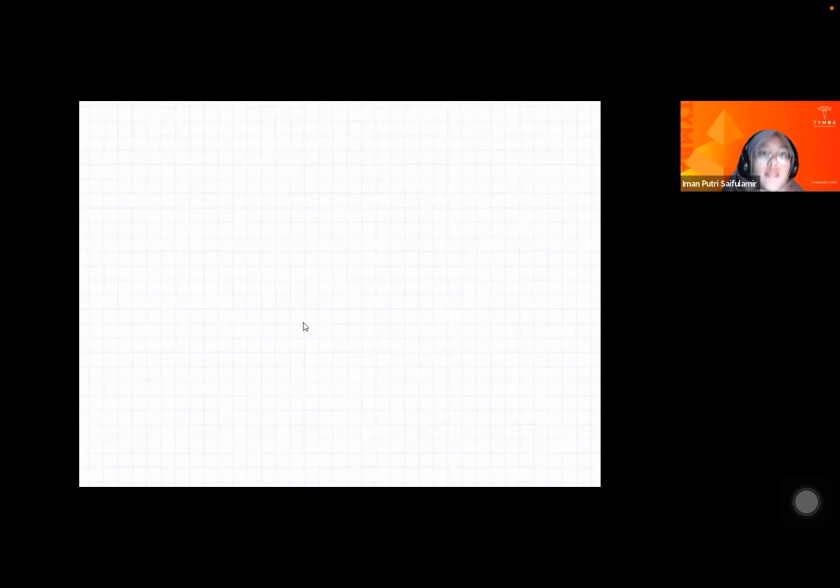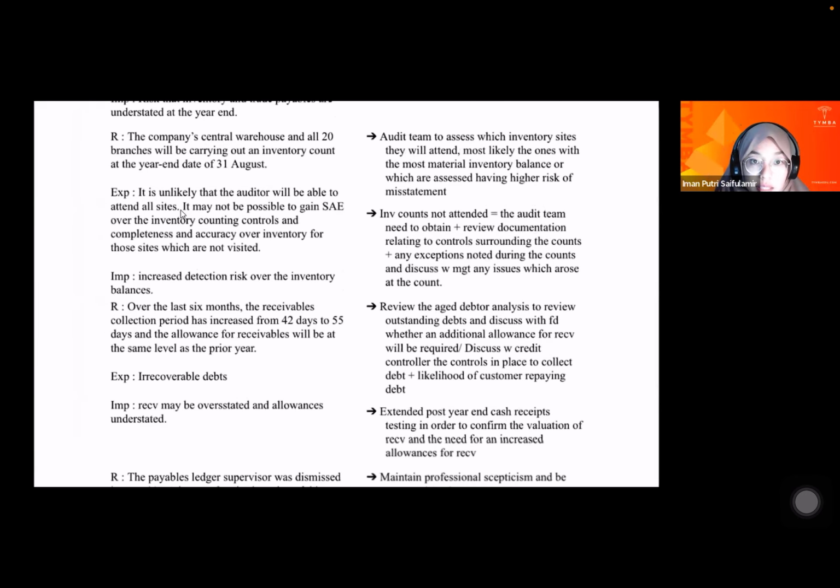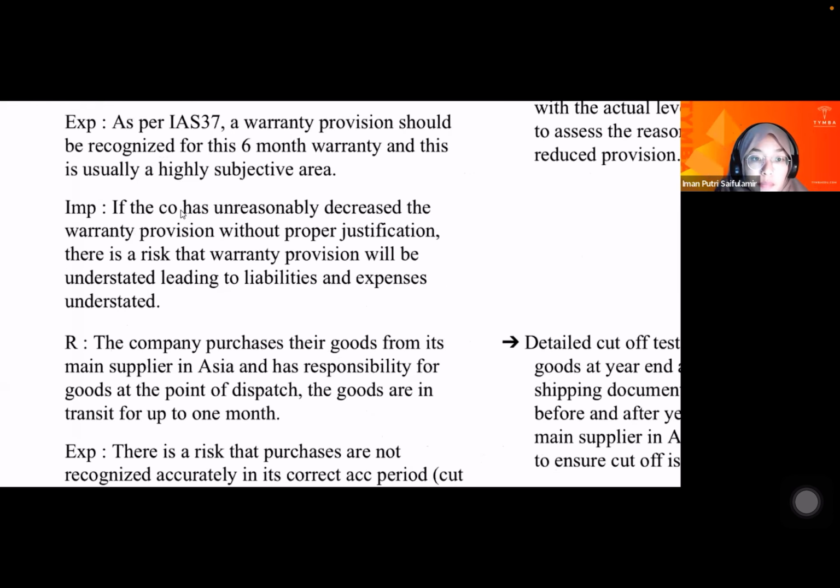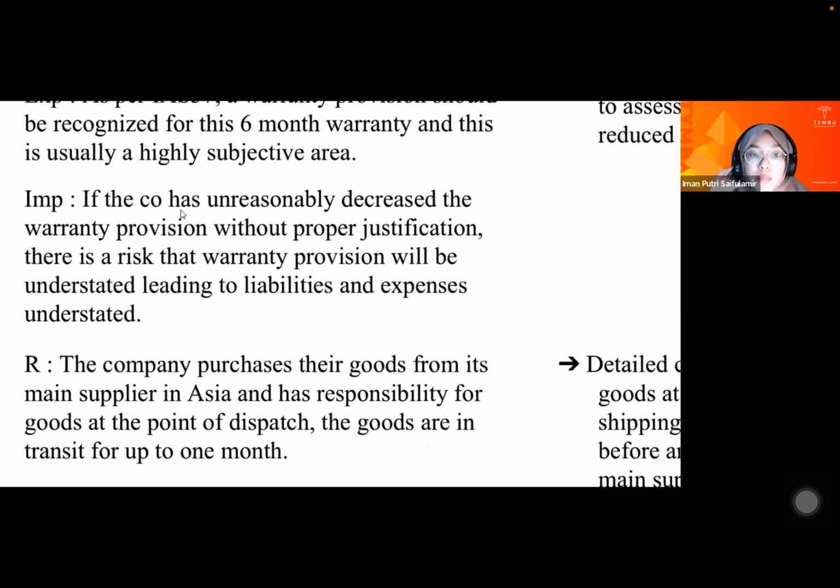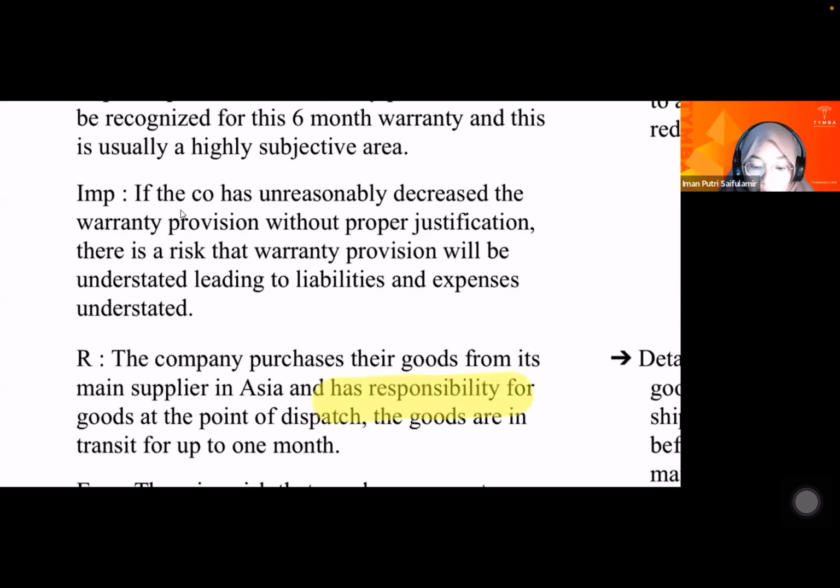Some of you said when goods are being received, some said when the goods have been ordered. Let's look into this point. From the scenario, they say that the company purchases goods from its main supplier in Asia and has responsibility for the goods at the point of dispatch. The goods are in transit for up to 1 month.